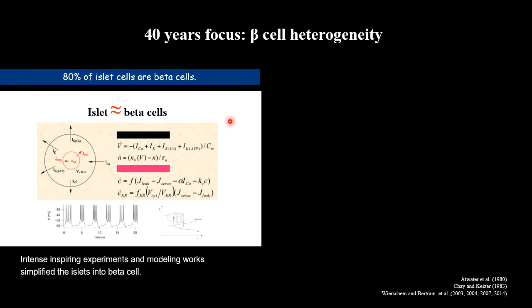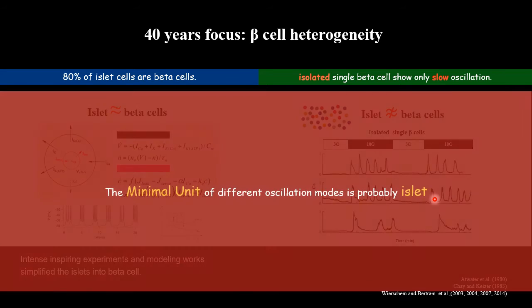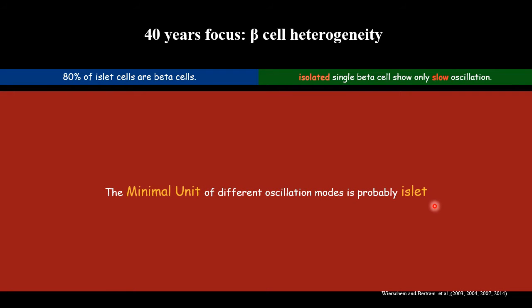During the last 40 years, this was almost dominated by the view that these come from beta cell heterogeneity, so they simplified the islet to the beta cells. However, when we dissociate the islet into single beta cells, we found only slow oscillations under high glucose stimulation, with a period around 5 minutes. It suggests that the minimal unit of different oscillation modes is probably the islet.